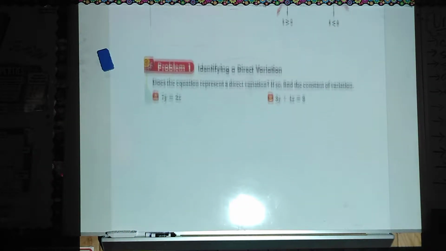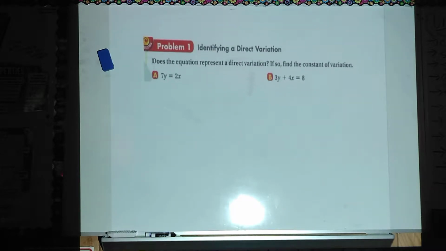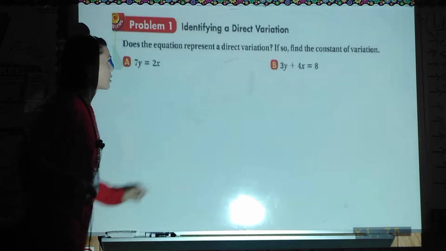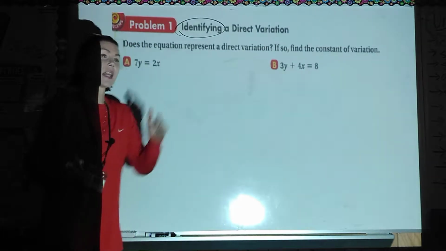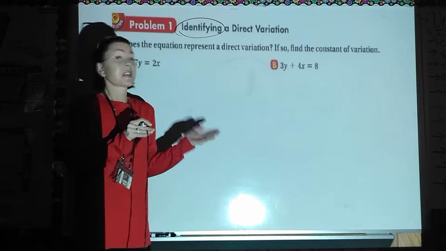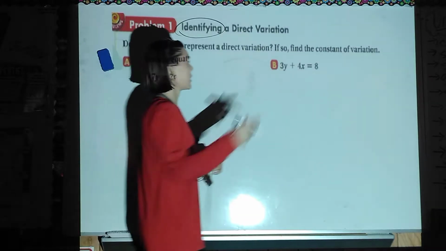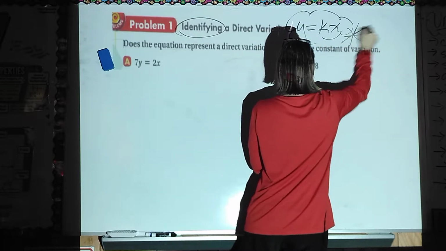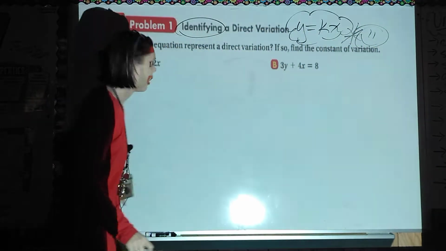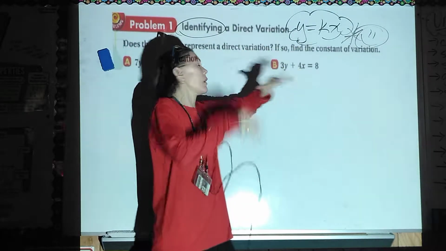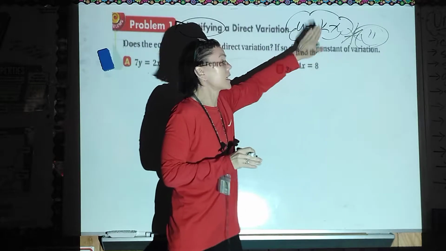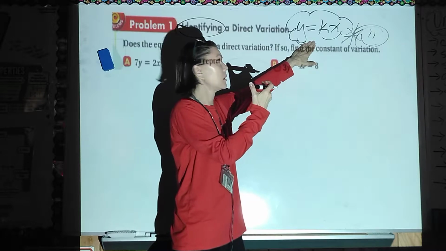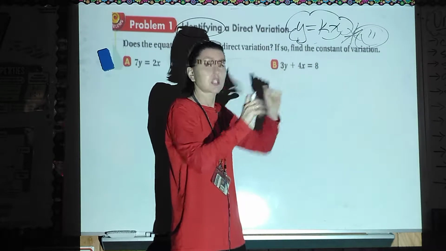How do we identify an equation that is a direct variation? I'm going to try and make this a little bit bigger. There we go. Well, we know that the direct variation formula is y equals kx. Circle it, bubble it, put the star and the smiley face, as per usual. So please listen to me when I tell you this. If it doesn't look like y equals kx, it is not a direct variation.